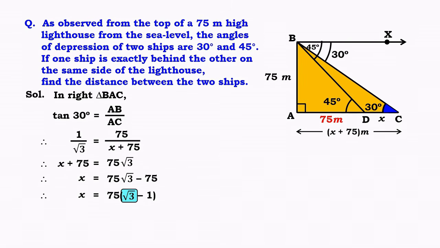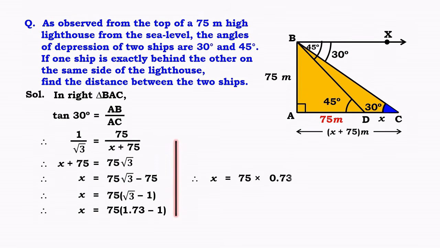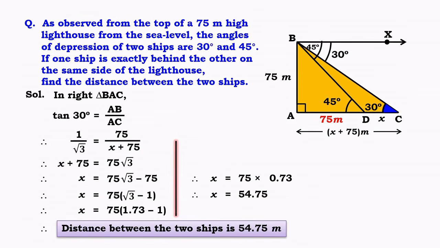Taking 75 common, x is equal to 75 multiplied by (root 3 minus 1). Using root 3 equal to 1.73, x is equal to 75 multiplied by (1.73 minus 1). Therefore, x is equal to 75 multiplied by 0.73. So, x is equal to 54.75 meters. Hence, the distance between the two ships is 54.75 meters.